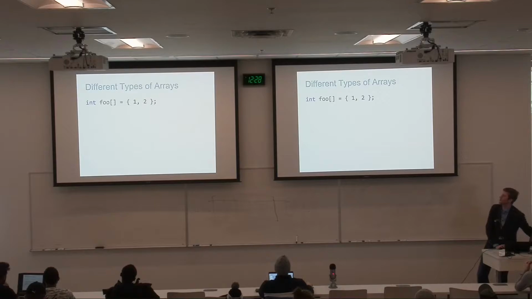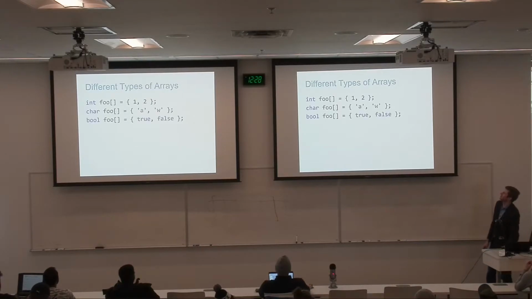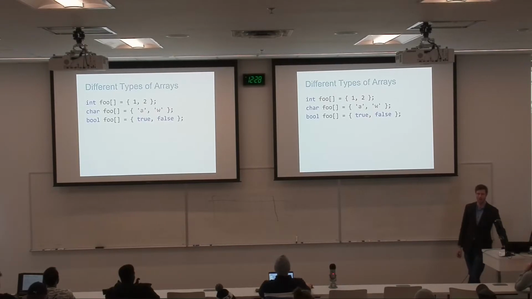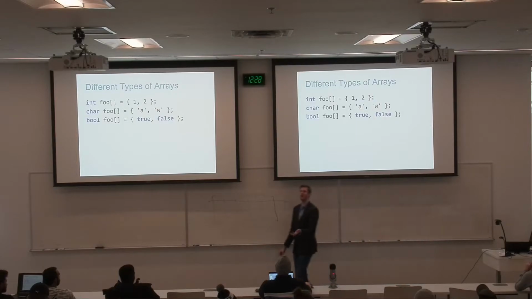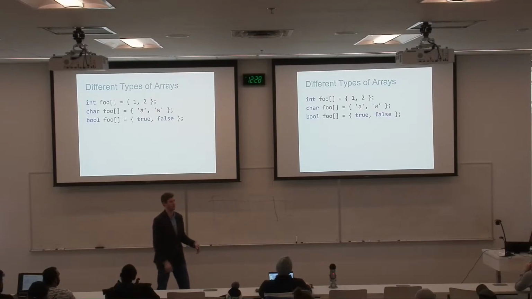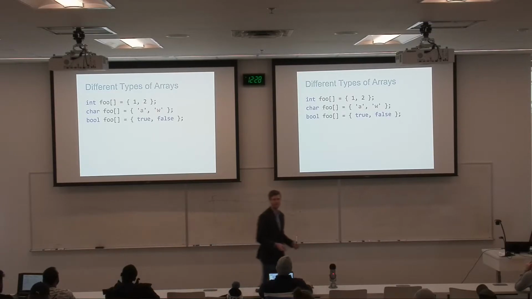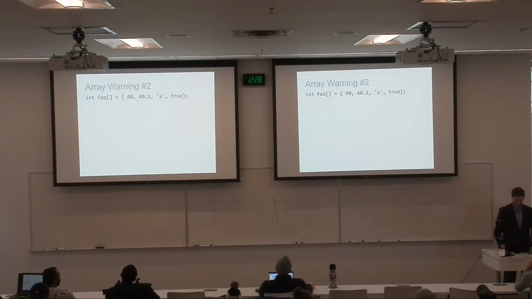There are different types of arrays. Of course I can have integer arrays, that's what we've been playing around with. I can have character arrays, I can have Boolean arrays, this is going to be fine. You can do whatever you want. But you might start to notice, unlike lists, you're going to have a hard time mixing types. You can't have an integer array with strings in it, right? Although, you can do something like this.